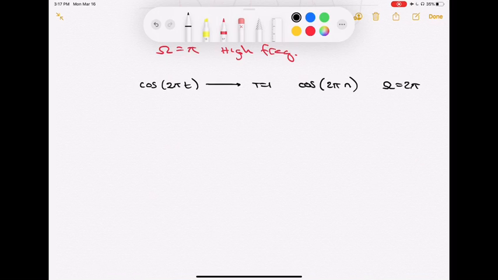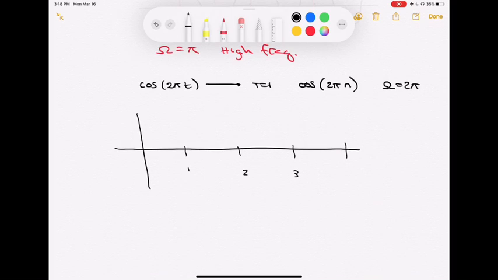Previously we saw capital omega equaling pi being very high frequency. Here we've doubled it again. If it happened like a continuous time sinusoid, it would have gotten much higher in frequency. The period would have shrunk. We can get a visual of this. Let's go ahead and draw it out. So we are going to take a look at a graph here. Things are happening now on 1 second intervals. So we've got 1 in here, 2, 3, and 4, or something like that.